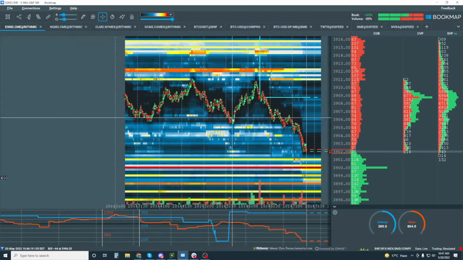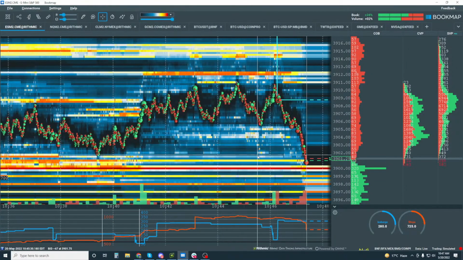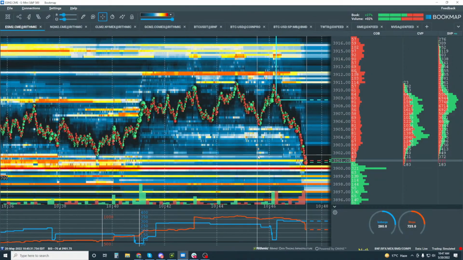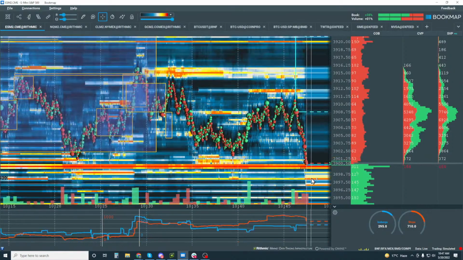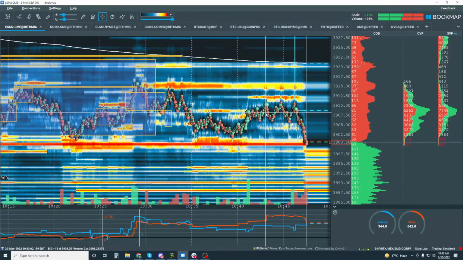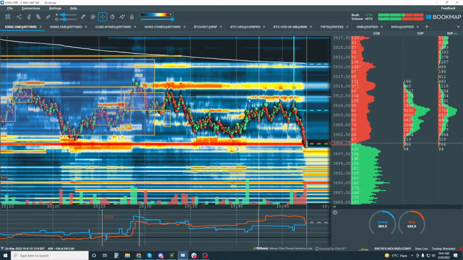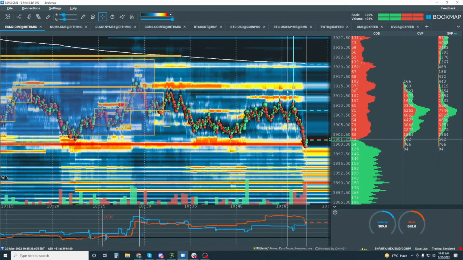Okay, see how tricky that was? Now watch this. We should see a beautiful move here. There's 3,900. Still looking for more. There's going to be a lot of people on the hook in here.